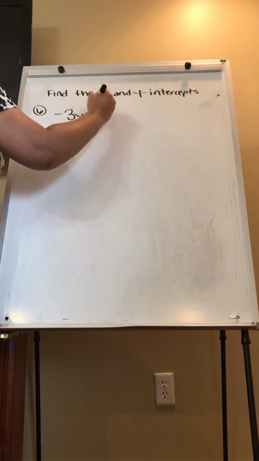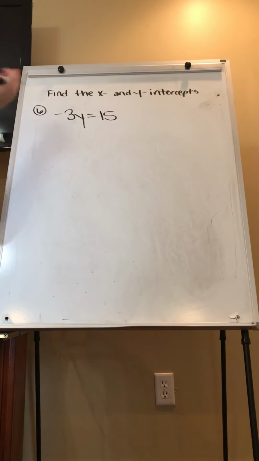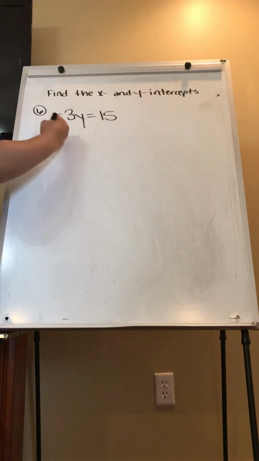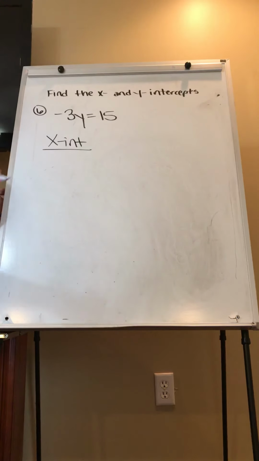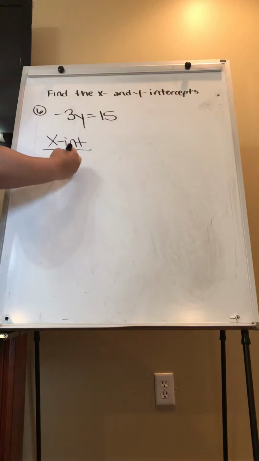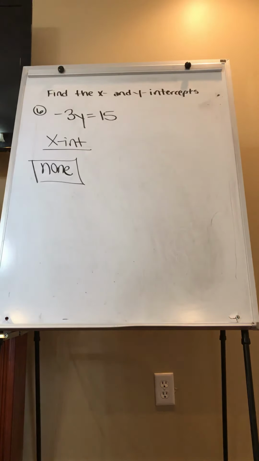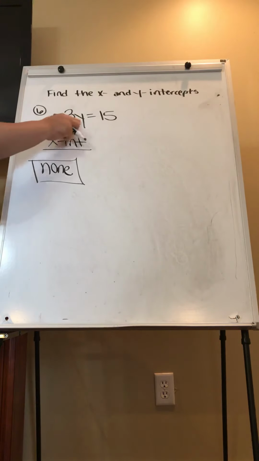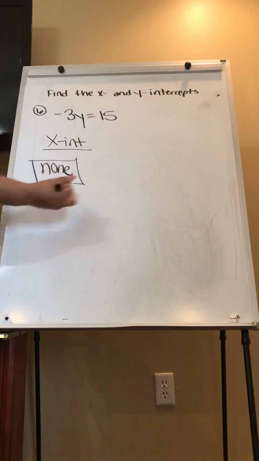Negative 3y equals 15. And if you notice here, there's no x. This one doesn't have an x. So if I'm looking for the x-intercept, there's no x up there, so I would have to say none. This is a special line. It's not going to cross the x-axis because there's only a y. Just like on the previous problem, there was only an x. This one only has y.